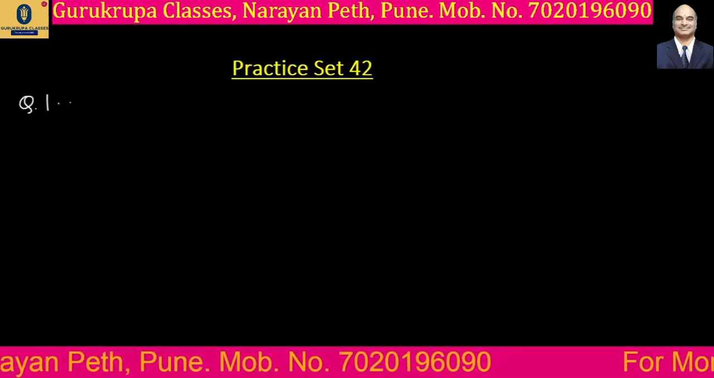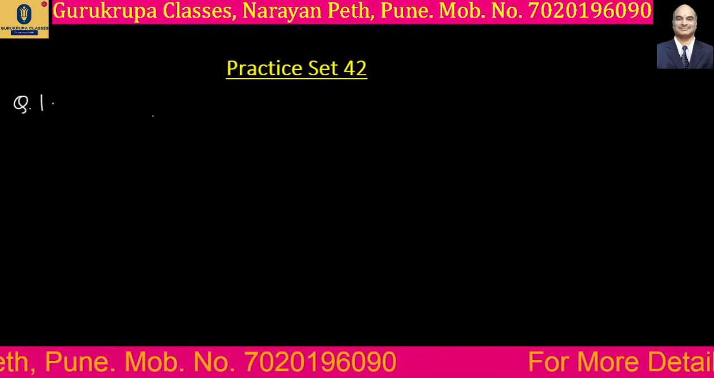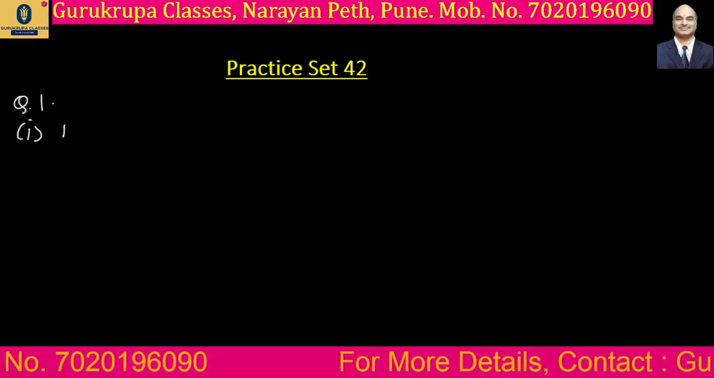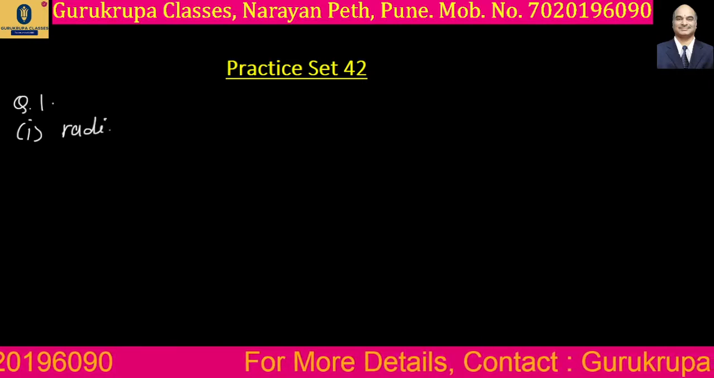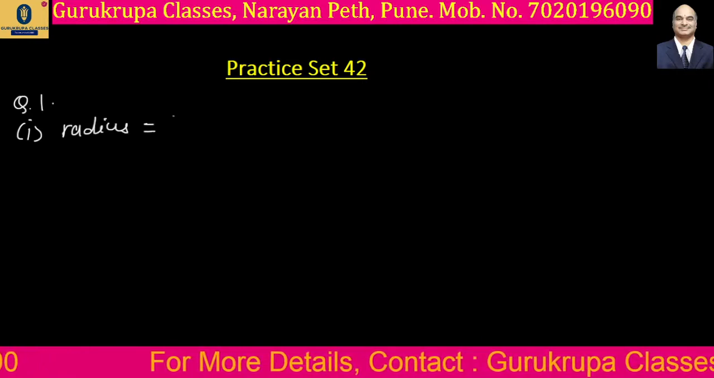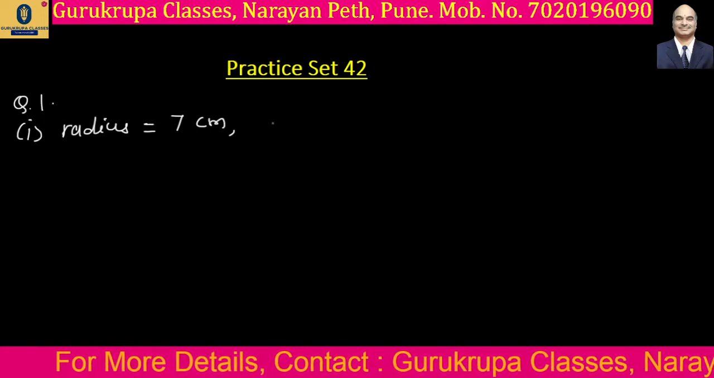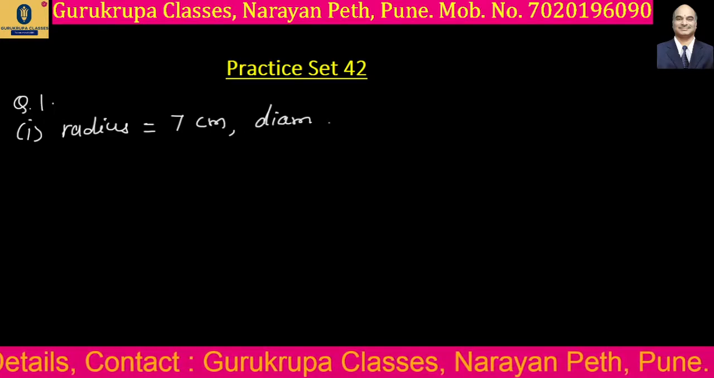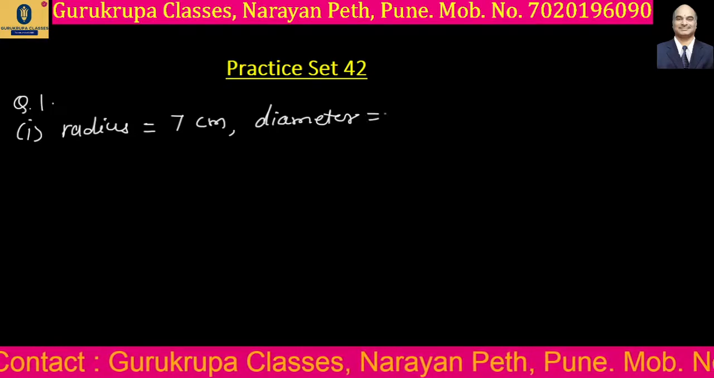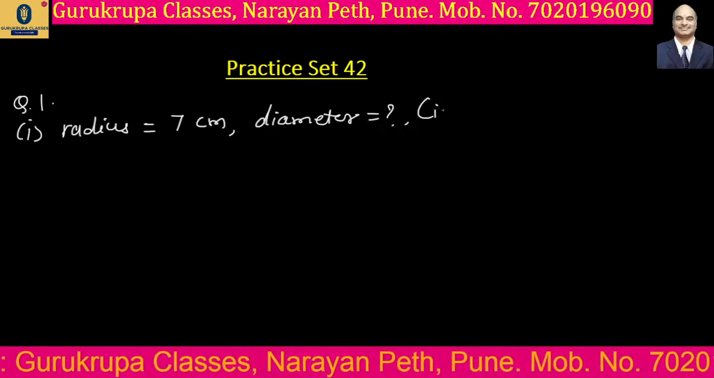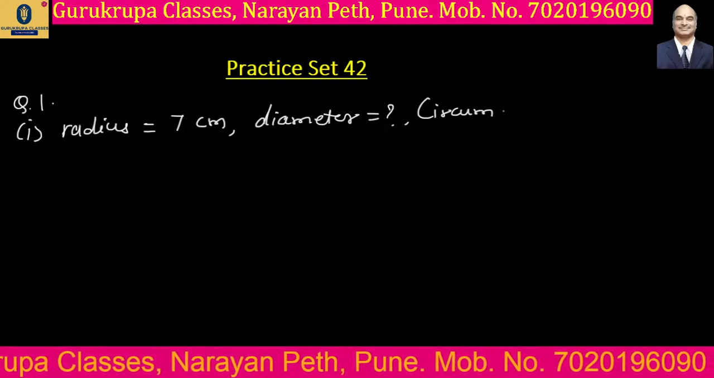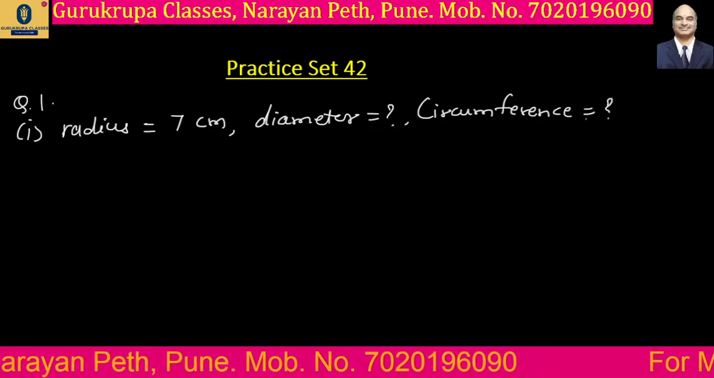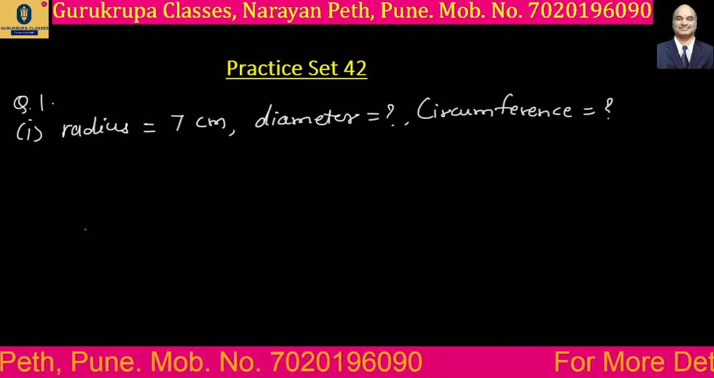Question number 1 we are going to solve. In that question number 1, first sum is given to you. In that, radius is given. Radius is equal to 7 centimeter, and we have to find the diameter and the circumference.